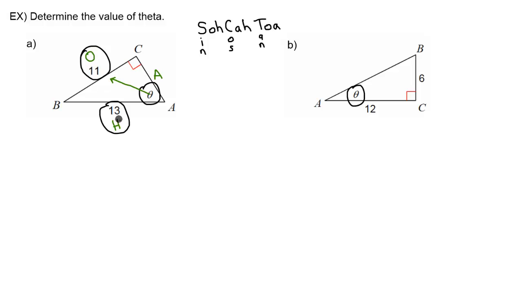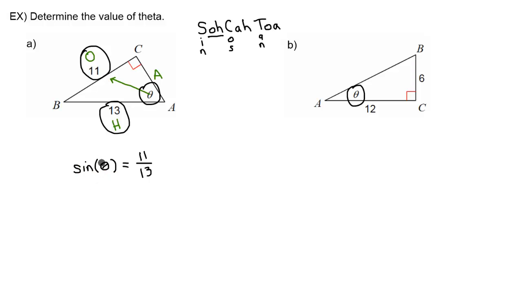And the opposite and hypotenuse go with sine right here. So I'm going to set up my expression. As you can see, the equation will read sine of theta equals 11 over 13. Now, a common mistake here is that I sometimes see students divide out this sine as if we had multiplication right here, but that's not right.